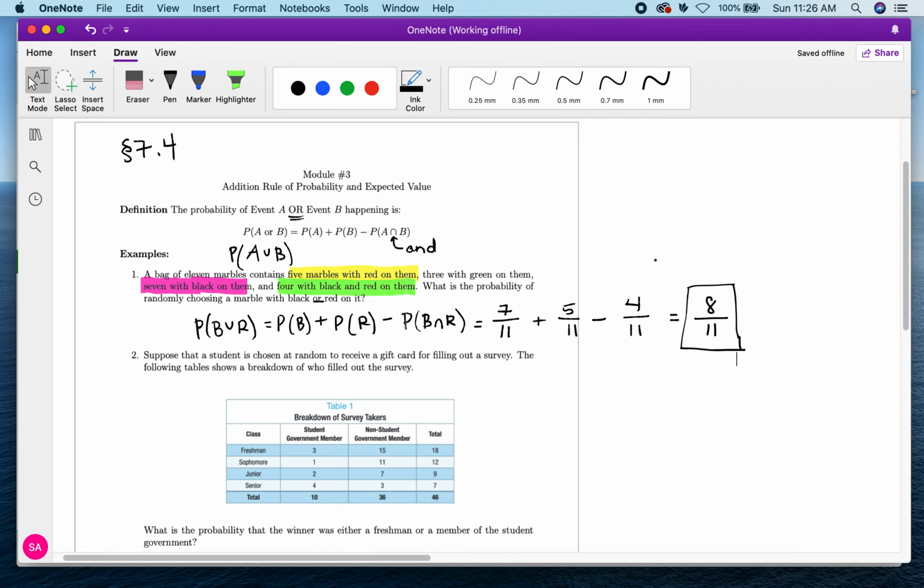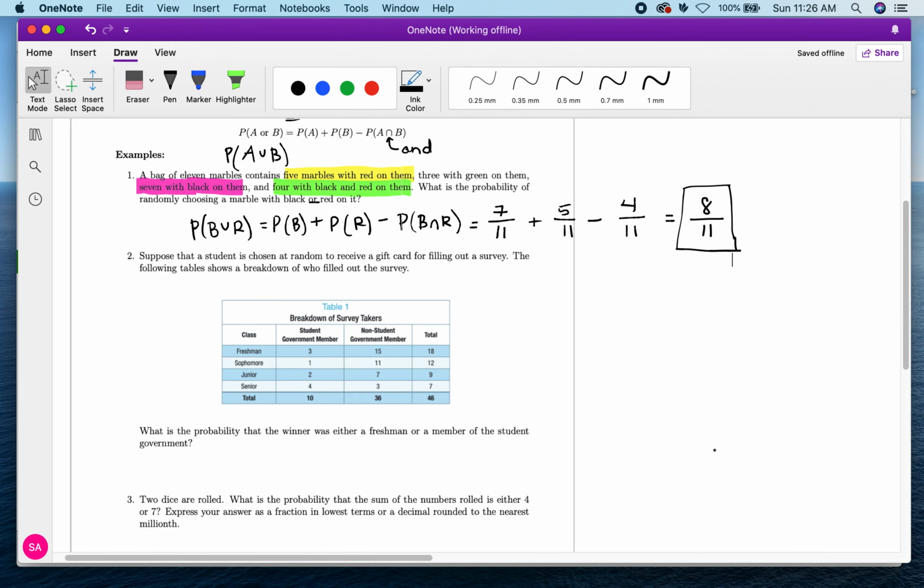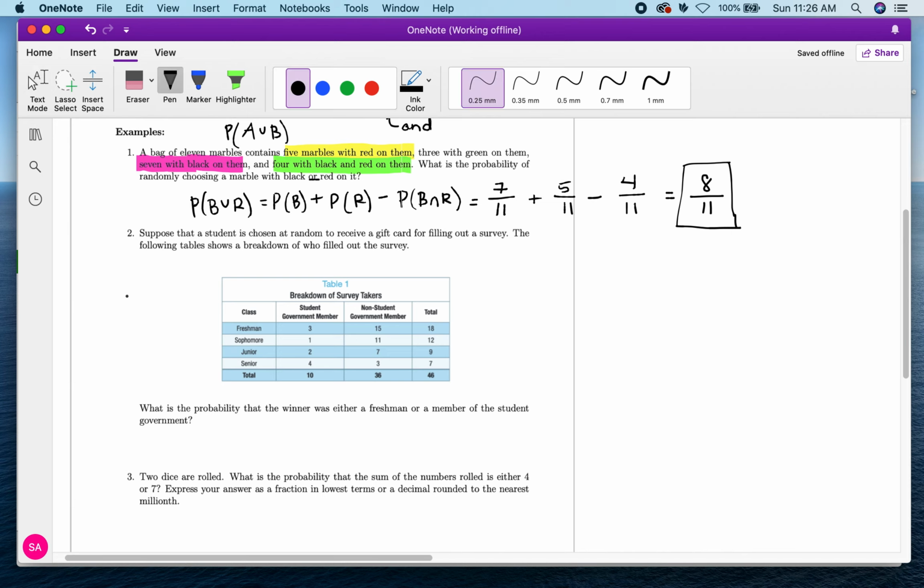Okay, so let's try another one. But here we kind of have a table. Suppose a student is chosen at random to receive a gift card for filling out a survey. The following table shows a breakdown of who filled out the survey. So here we go. What is the probability that the winner was either a freshman or a member of the student government?